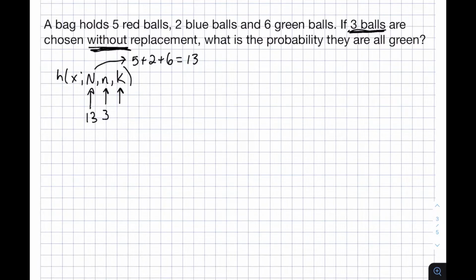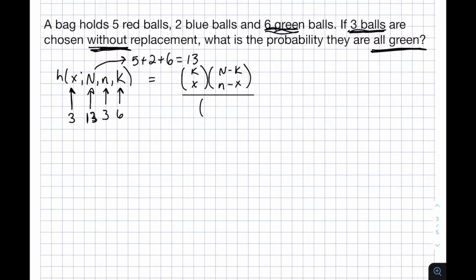K is the number of successes in the total sample, and we are defining our successes as green balls, so there's 6 of them. That means that K is going to be 6. X is the number that we're trying to find the probability for, and we know that we want all of the balls to be green, so this is also going to be 3. Now we can write the formula, and since we have all of the values and the formula, we can just sub and solve.